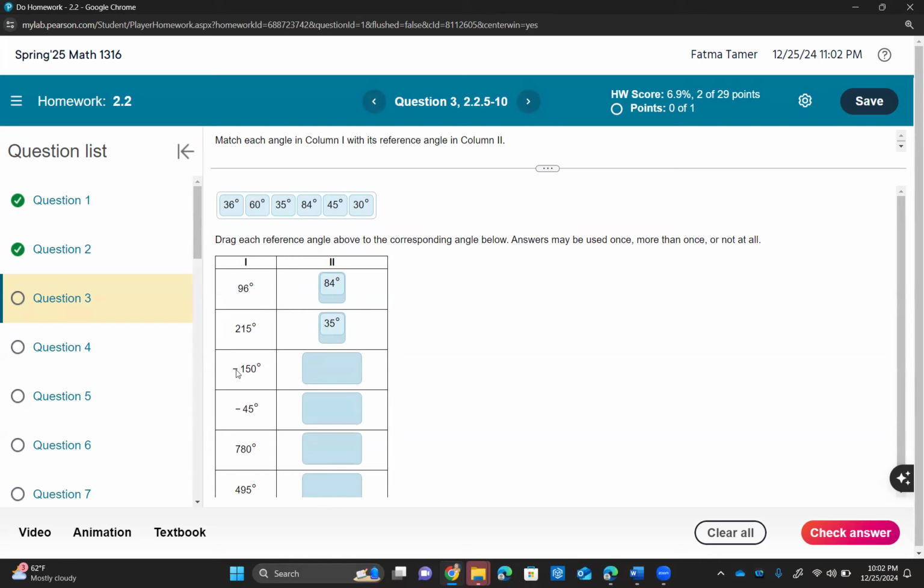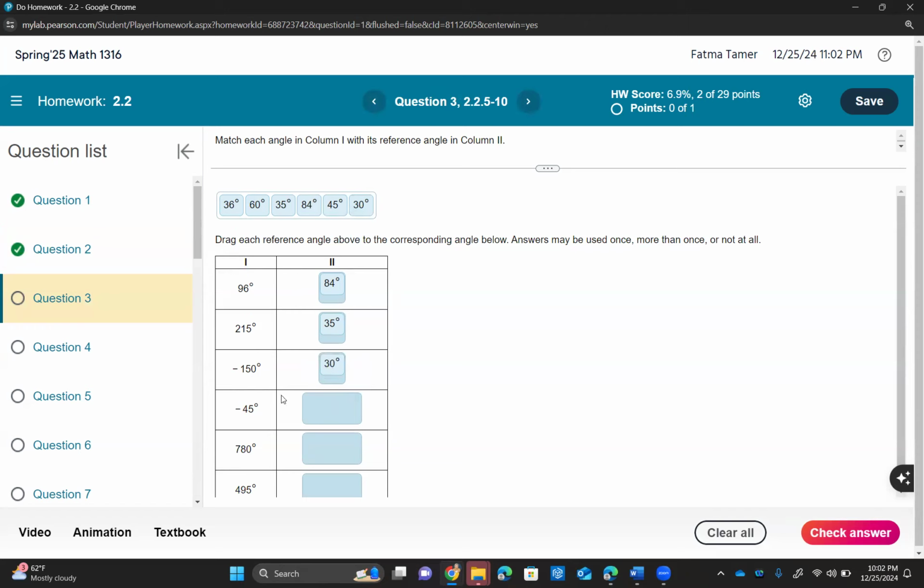For negative 150, first I'm going to add 360 to find the coterminal angle. So when we add negative 150 and 360, that makes 210. So I'm going to find the reference angle for 210. So 210 minus 180 will be 30 degrees.